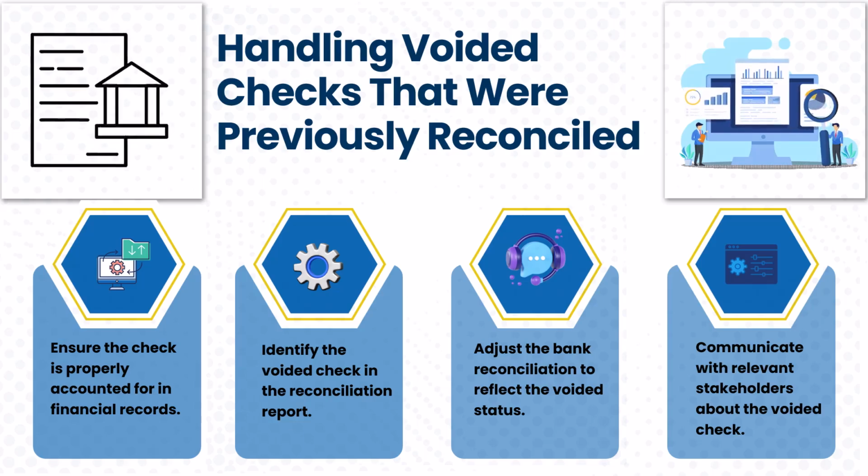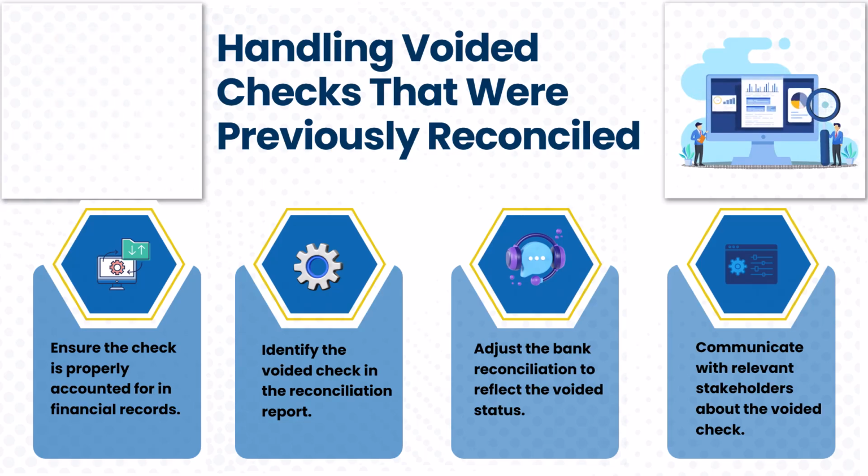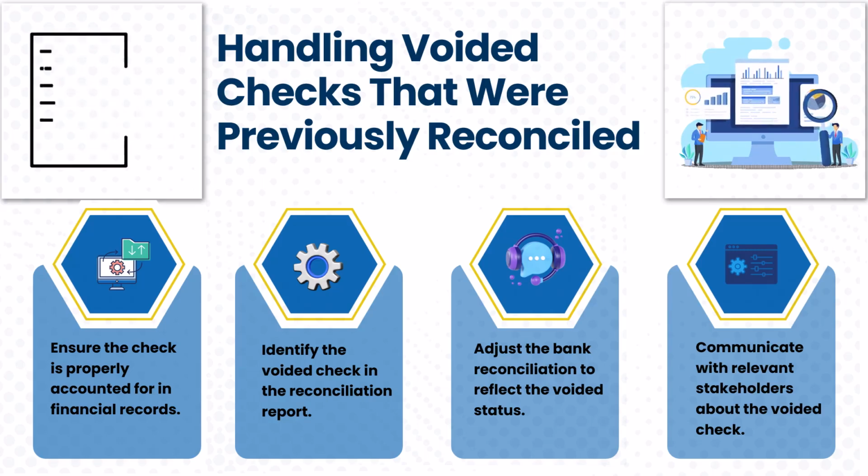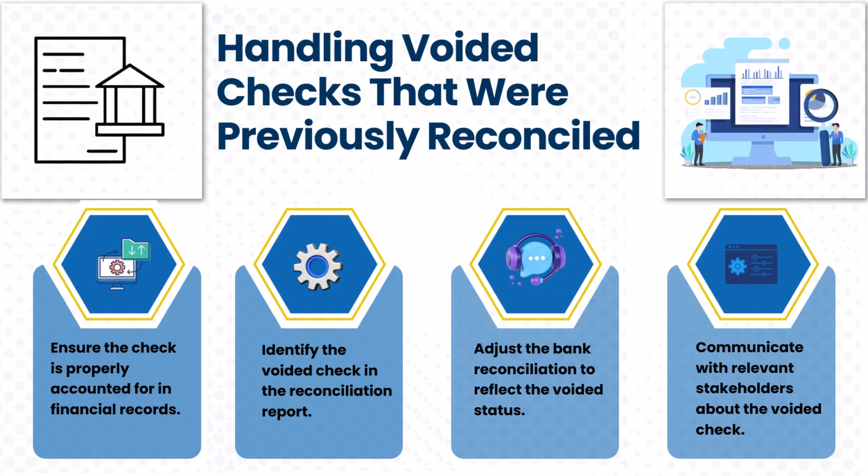All right, folks, let's talk about voided checks that were once reconciled. First, we need to track them down, like finding a lost sock in the laundry. Then, we adjust the bank reconciliation so everything stays neat and tidy. Of course, we must ensure our financial records don't look like a mystery novel. And finally, let's not forget to inform the right people, because surprises are great for birthdays, not accounting.